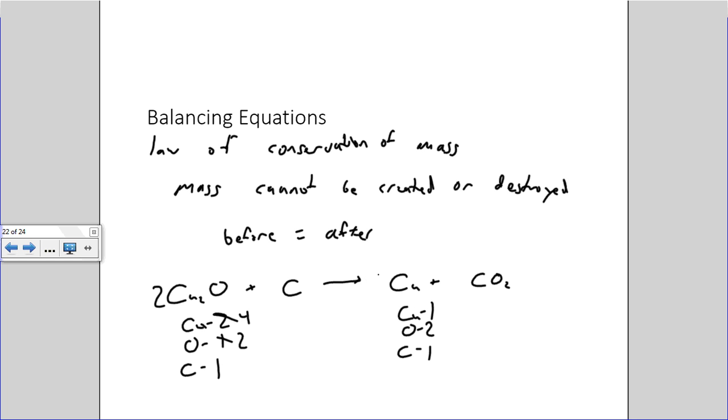If we put a 4 right here, 4 times 1 Cu is 4. So at this point, we have 4 and 4, 2 and 2, and 1 and 1. All of them are the same. That's a balanced equation. That's good to go.